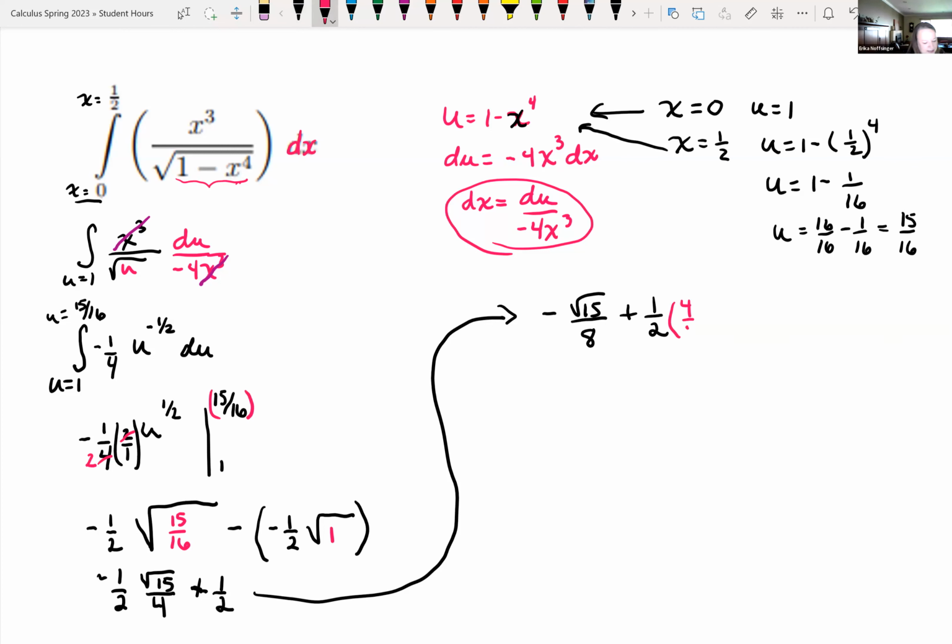I'm just going to write a single fraction, but you could just leave it like that if you'd like. So we have negative square root of 15 plus 4 all over our common denominator of 8.